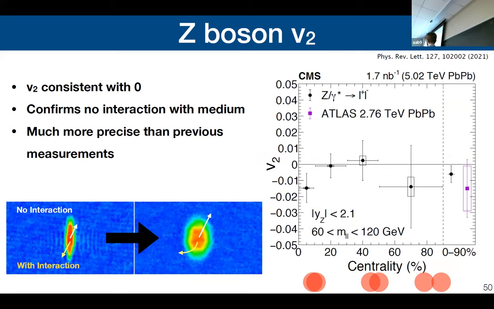Okay, so just to cover our bases, we wanted to make sure that the Z boson really doesn't interact with the Quark-Gluon plasma. So in order to do that, we decided to first measure the V2, which is the other observable I mentioned previously, right?